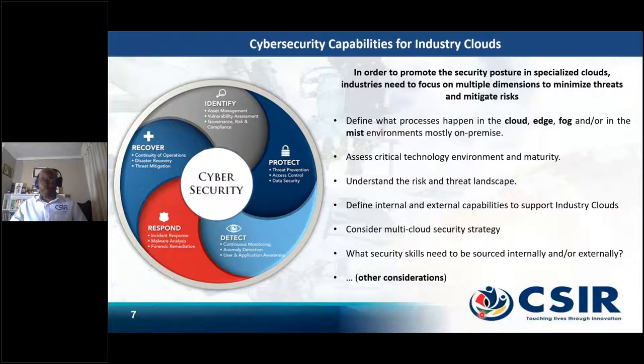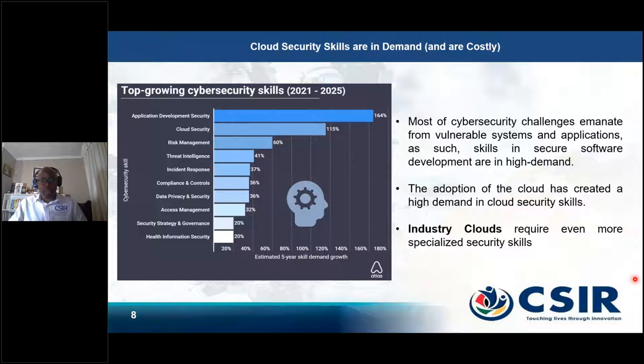And then in terms of the skills, we know it's very, very critical. And as you could see here, cloud security is a very fast-growing skill area, including the development of secure applications and risk management. So it's very important in your organization that some of these skills, even if it's not many, particularly if you're adopting the cloud, you must have specialists who can at least assist you to ensure that your industry cloud is secure. And obviously, we must remember that some of these skills are in demand, and they are very, very costly.